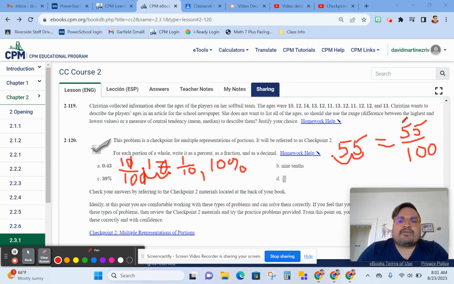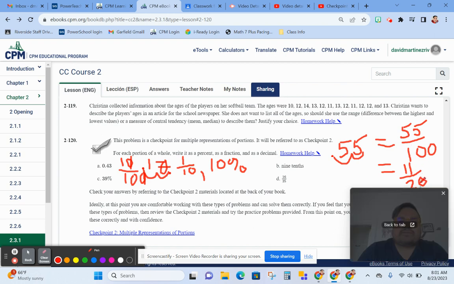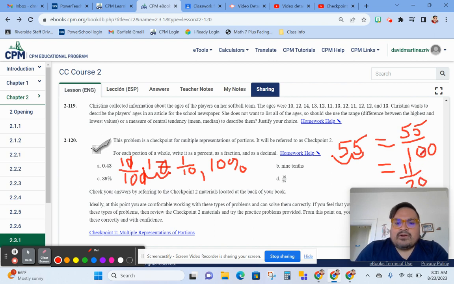So don't forget to reduce. 55 out of 100 is not the simplified fraction. I want it in lowest terms. So this is actually 11/20ths. Make sure you go all the way down to 11/20ths. And us math teachers expect you to be able to simplify fractions to their lowest terms. All right, so go ahead and work on checkpoint two as well.